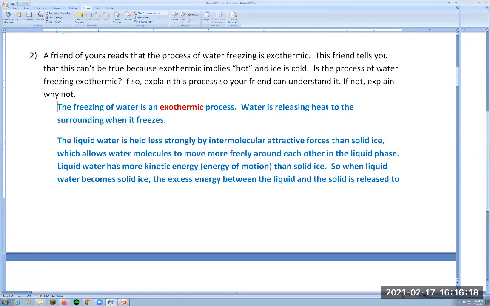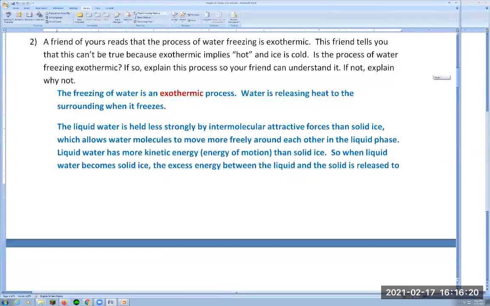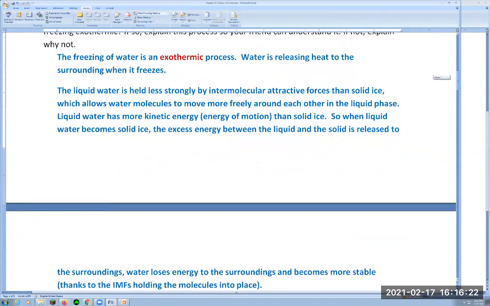So here, to summarize question 2, the liquid water is held less strongly by intermolecular attractive forces than solid ice. And the reason why it's held less strongly is because it's in the liquid phase, not the solid phase. And so this allows water molecules to move more freely around each other in the liquid phase. So there is more freedom of movement in the liquid phase, which is not the case in the solid.